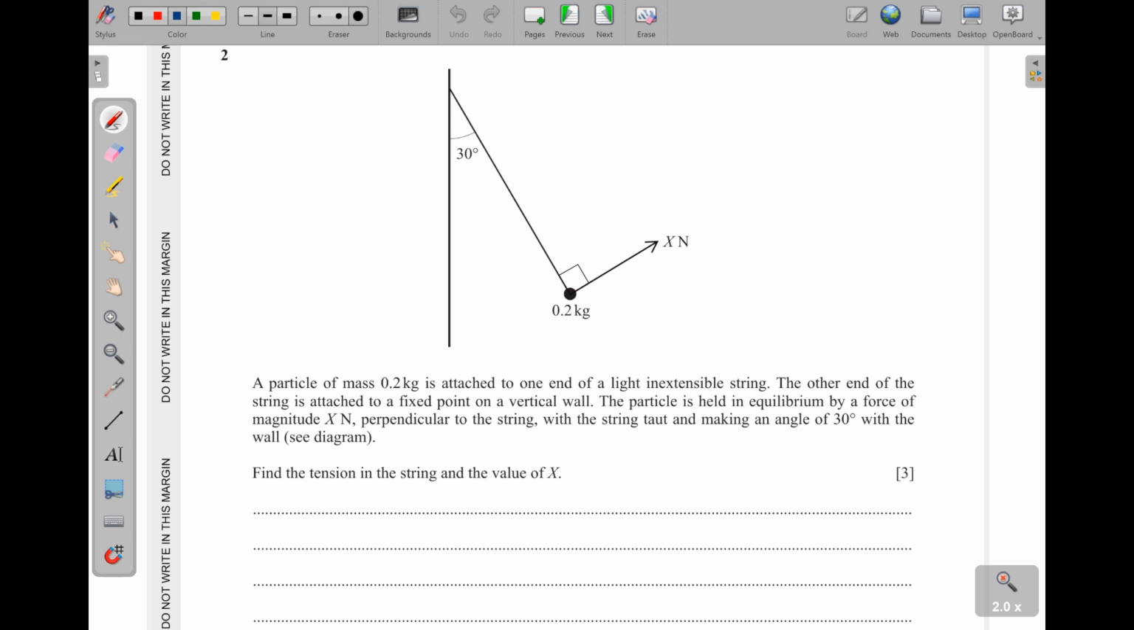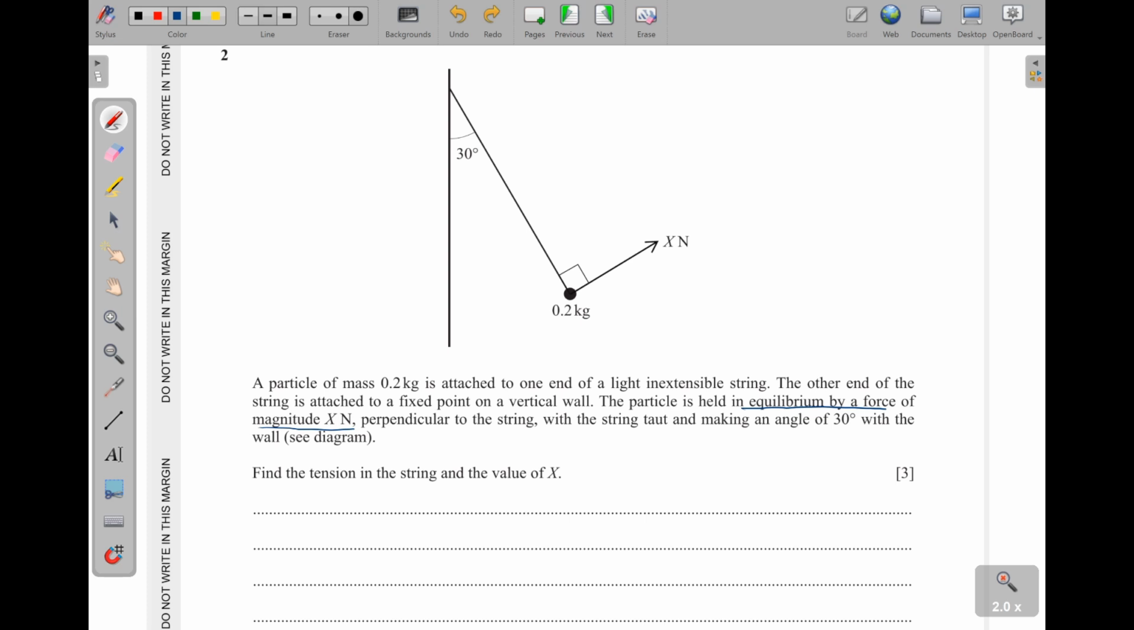Question 2. A particle of mass 0.2 kilograms is attached to one end of a light inextensible string. The other end of the string is attached to a fixed point on a vertical wall. They are saying that the particle is held in equilibrium by a force of magnitude x newtons perpendicular to the string, 90 degrees here, with the string taut and making an angle of 30 degrees with the wall.